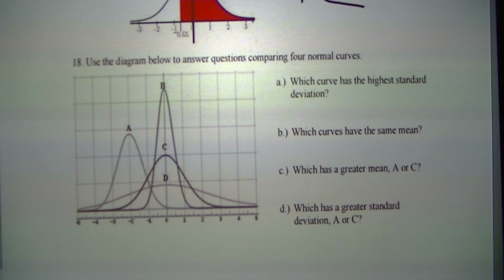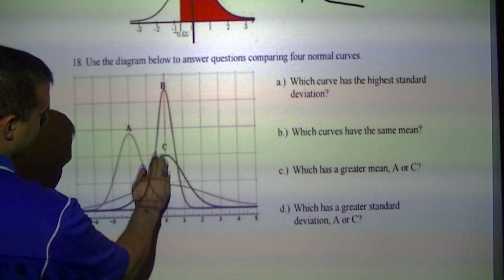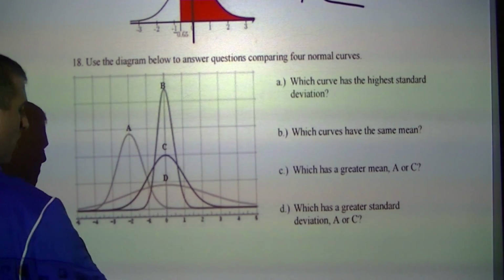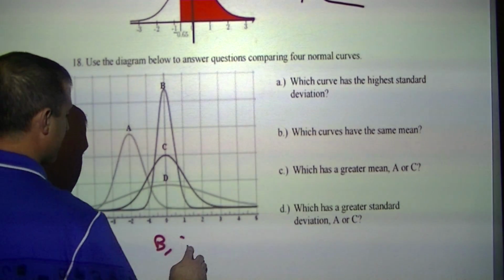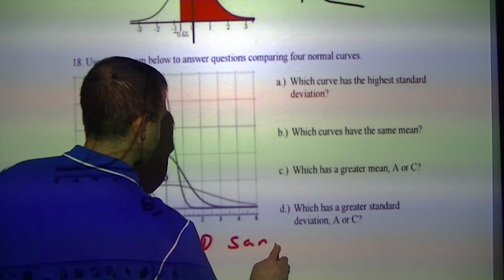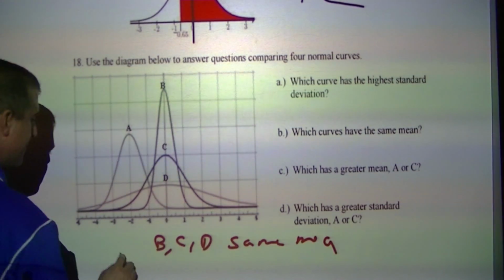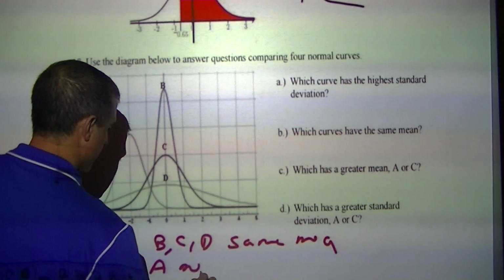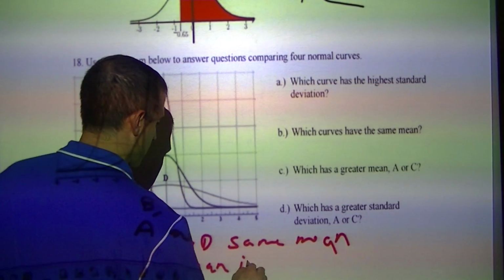Use the diagram to compare this. So here's the idea. B, C, and D, since they're all on the same point, all have the same mean. So B, C, and D have the same mean. A's mean is smaller.